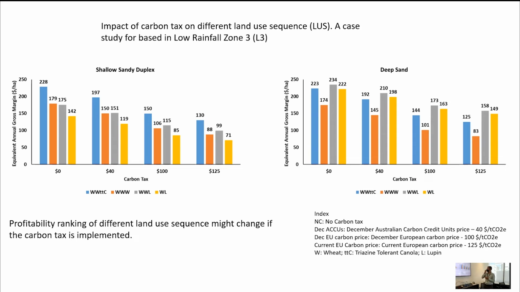One of the main things you can see is that in the very first one, wheat and wheat lupin are pretty similar in terms of gross margin when no carbon tax is added. But when more carbon tax is added, wheat lupin starts becoming more profitable because you're emitting less carbon. It's the same with the deep sand, where wheat canola is almost as profitable as wheat lupin. But as you go further with more tax, wheat lupin will start to become more profitable because you're emitting less.